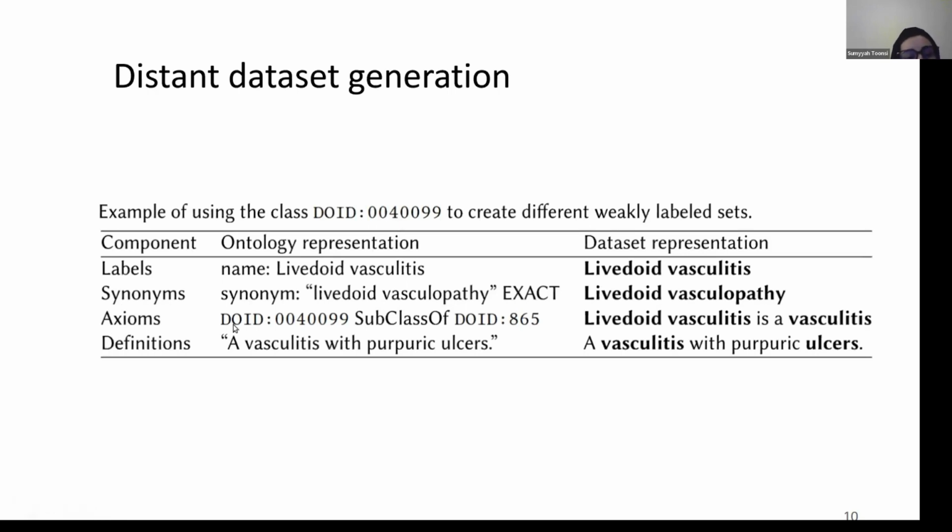Then with axioms, we have, for instance, this ID is a subclass of this ID. So we try to make this natural language friendly. So instead of saying subclass of, we say is a. And then because both correspond to classes in our ontology, we grab the labels for these classes and substitute the ID mentions with the label mentions or the names of those classes. So instead of putting the IDs, we go livedoid vasculitis is a vasculitis. And with definitions, we just grab definitions and then we annotate with the dictionary whenever we find a disease mention. So in this case, vasculitis and then ulcers. And I hope this is clear.